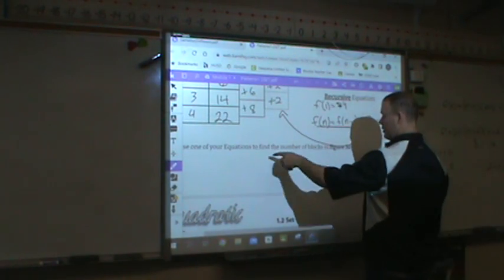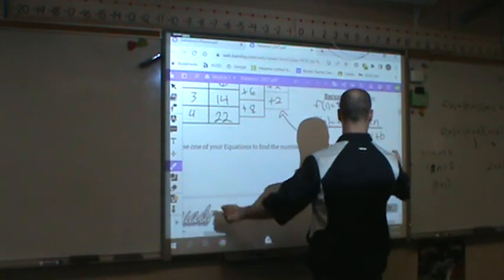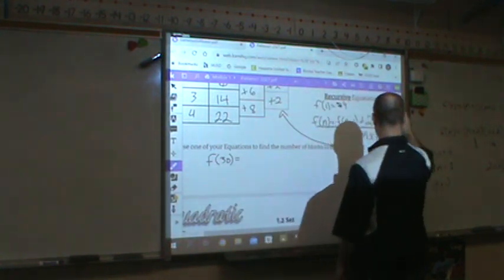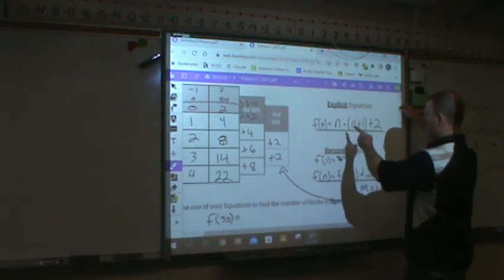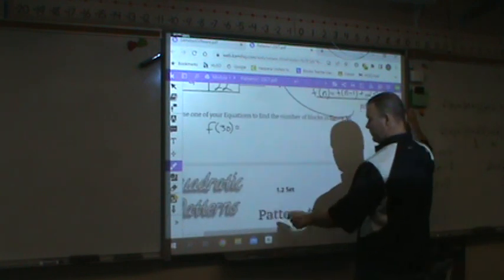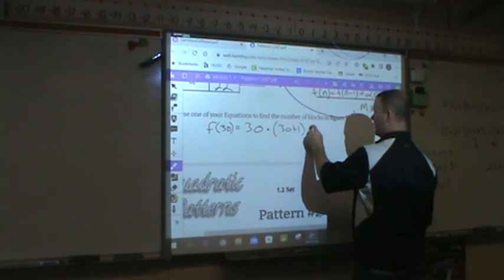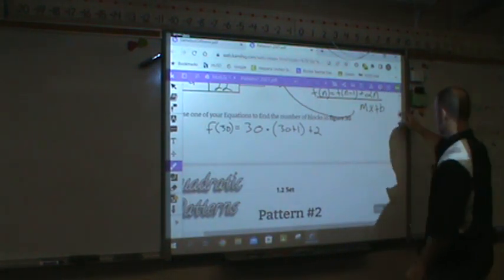And then if you're counting the sum for the number of blocks in figure 30, use your explicit equation. So f of 30 should be equal to 30 times 30 plus 1, so 30 times 30 plus 1, plus 2. And that'll give you the total.